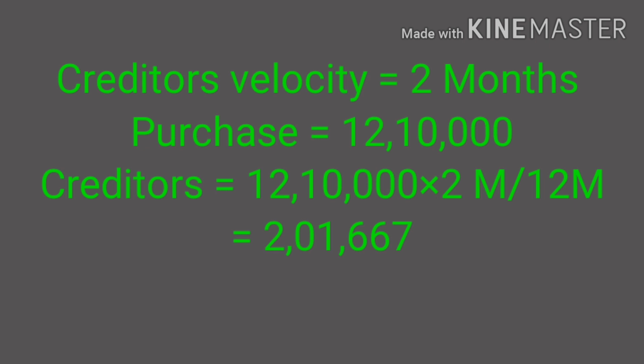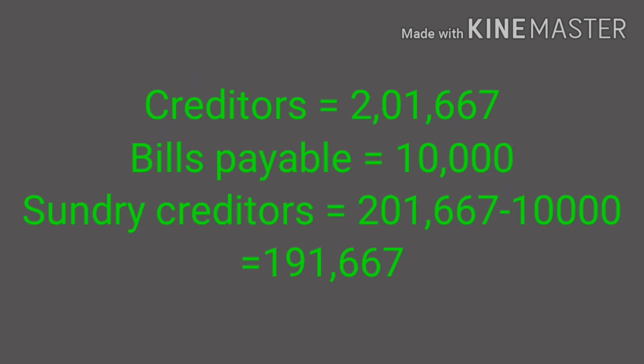Creditors velocity is given as 2 months, and now we found out the purchase as 12 lakh 10,000. So we can find out the creditors. Creditors velocity 2 means the last 2 months' purchase amount has not been paid. So we need to find out what the purchase for the 2 months is. 2 months' purchase can be found out by multiplying the purchase by 2 and dividing by 12. That is 12 lakh 10,000 into 2 divided by 12. The total creditors is 2 lakh 1,667. Now the bills payable is given as 10,000. So the total payable includes this 10,000 also. So the sundry creditors work out to be 2,01,667 minus 10,000, that is 1,91,667.